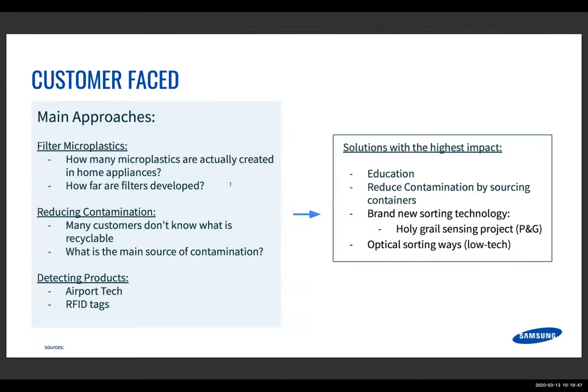Our second approach was reducing the contamination of plastic, which means that plastics are not recycled well or are mixed, so they can't be recycled anymore. The issue here is that many customers don't know how to recycle, and that is the main source of contamination. Our third approach was to detect products that can be recycled by RFID tags or airport tags. We decided that the solution with the highest impact is reducing the contamination by sourcing containers, educating the people, and branding the technologies, like the Holy Grail Sensing Project by P&G. And another approach of ours was to find optical sensor ways.